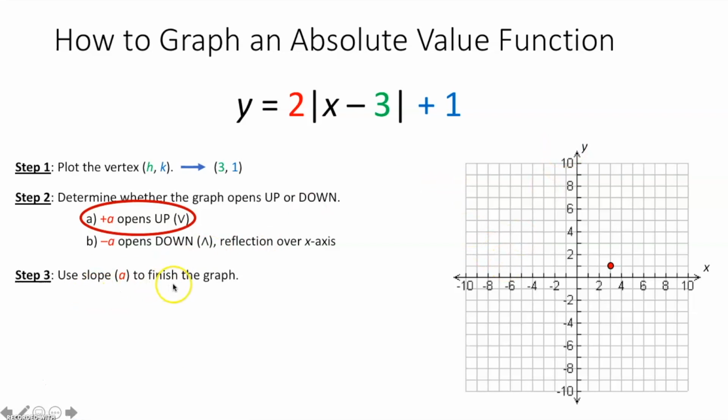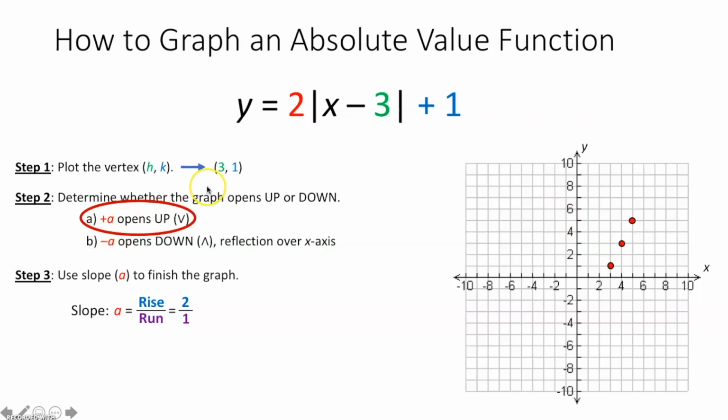Next, we're going to use the slope to finish the graph. So what's our slope? In this case, it's the a value. What's our a value? It's 2. But how do I write that as a fraction, rise over run? Well, 2 is the same thing as just 2 over 1. So we're going to go from our vertex, rise 2, and then run to the right 1, put a point. Rise 2, run to the right 1, put a point. Boom! That is half of our graph.